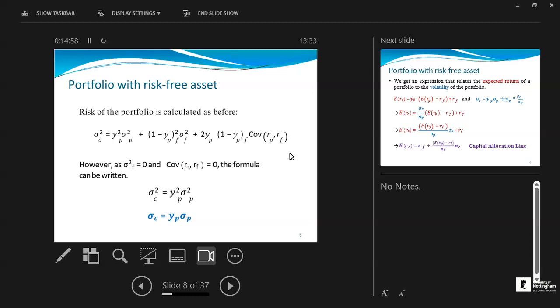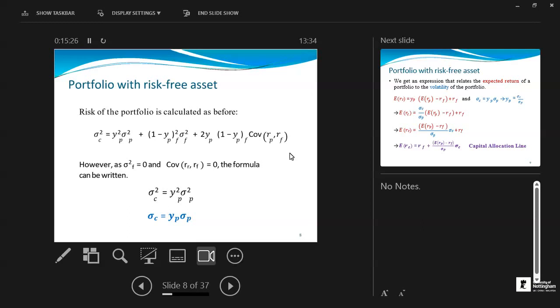So what are we left with? We are left with a very simplified version of it. The variance of the complete portfolio is equal to the square of the weight in the risky portfolio times the variance of the risky portfolio. And if we take the square root of it, we get the standard deviation of it. Is this clear?